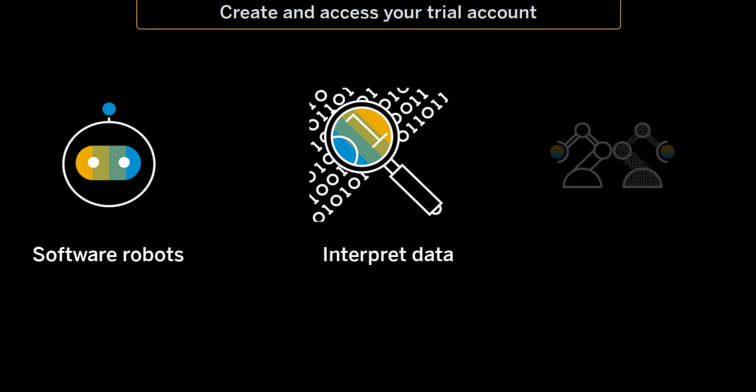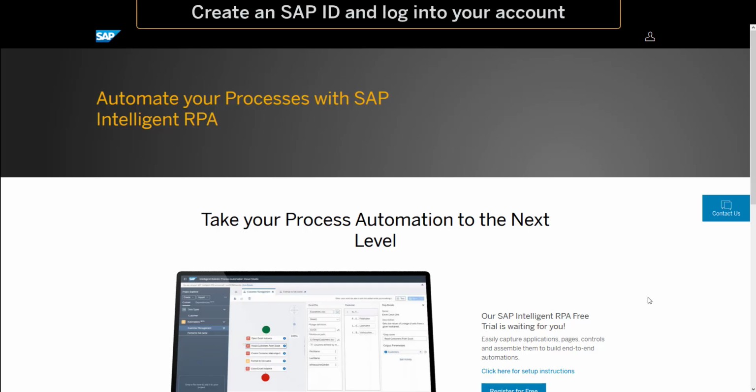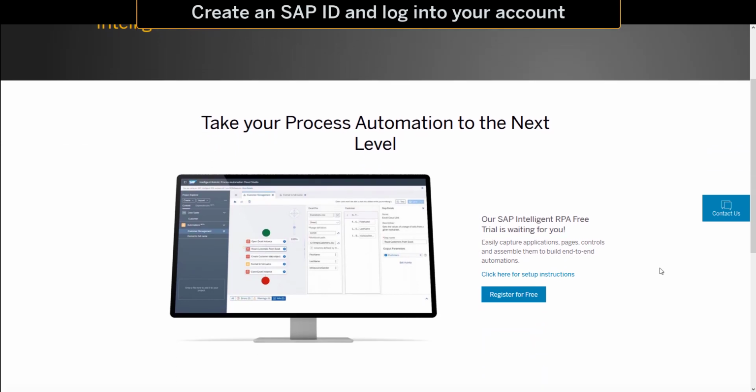SAP Intelligent Robotic Process Automation lets you automate repeatable business processes. In this tutorial, you will see how to start a free trial account using the SAP Business Technology Platform. On the SAP Intelligent RPA trial page, click on Register for Free.